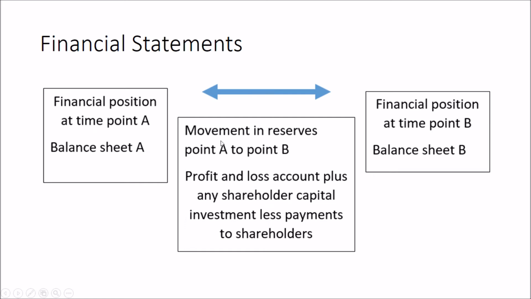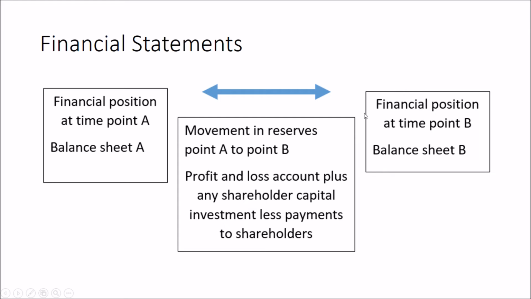Then we're going to have some movement and some performance in there. There's the profit and loss account that has performed. So we've got sales and expenses, and the shareholders get that. They've either gained or lost in their profit and loss account. They've also injected capital into the company, or alternatively taken it out in the form of dividends or payments to them. So you've got this movement in reserves and movement in capital from point A.